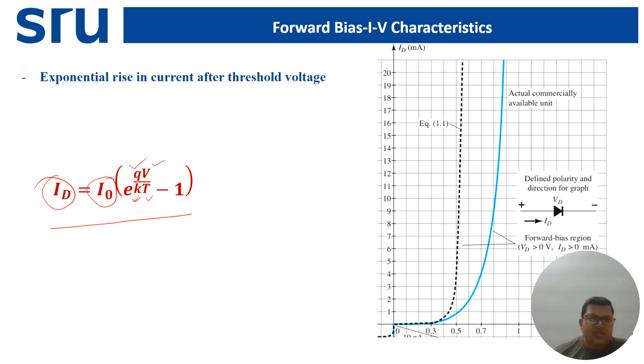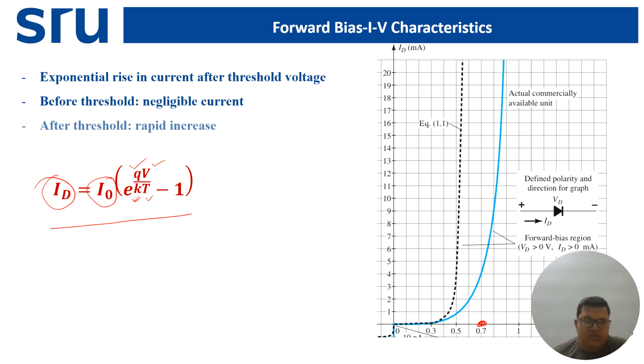So there is an exponential rise in current after the threshold voltage. This is the threshold voltage. As you can see here, this is 0.7 volt, and the current increases very rapidly after that. Before the threshold, negligible current flows, as you can understand from this curve. After the threshold, there is a rapid increase. Actually, this is an exponential increase.